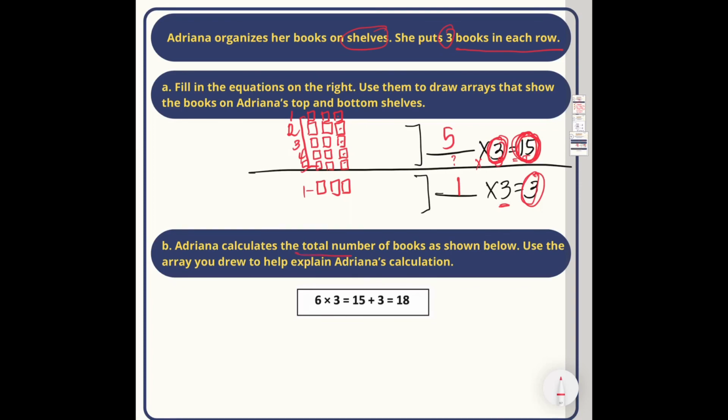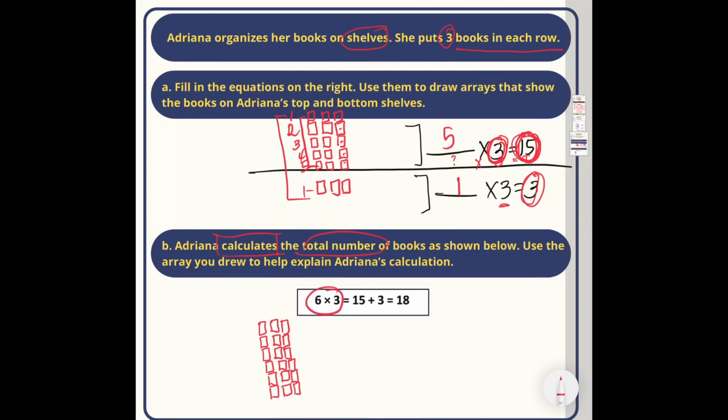Adriana calculates the total number of books. When you say calculate, basically this is when you compute or solve the total number of books as shown below. Use the array you drew to help explain Adriana's calculation. So what I'm going to do is I'm just going to copy the array. I have 6 rows. I'm just going to start with my 6 rows here and then copy in the 3 books in a row.